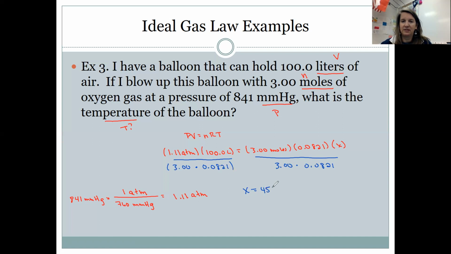451, because I get 3 sig figs. And that's going to be in Kelvin because I'm solving for my temperature. And when you use ideal gas law, the temperature is in Kelvin.